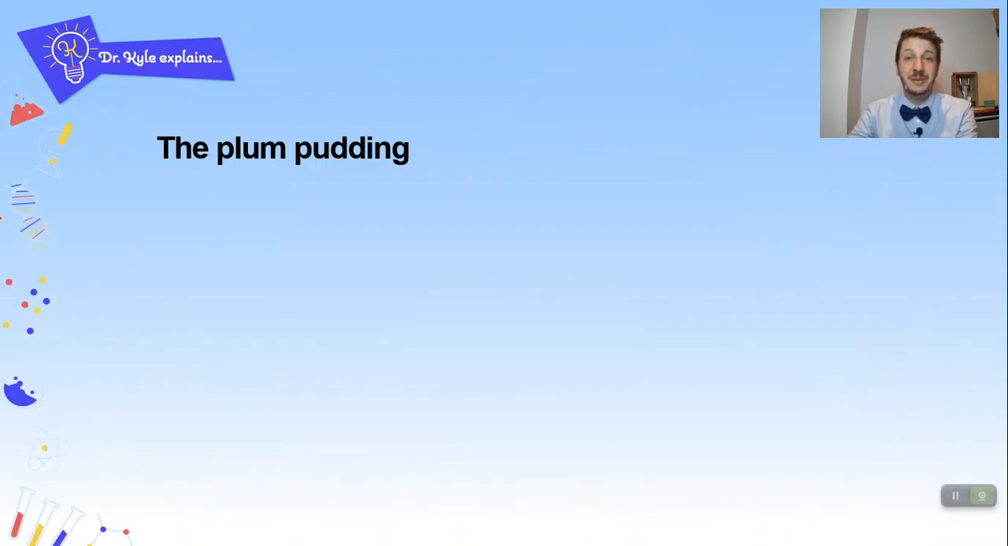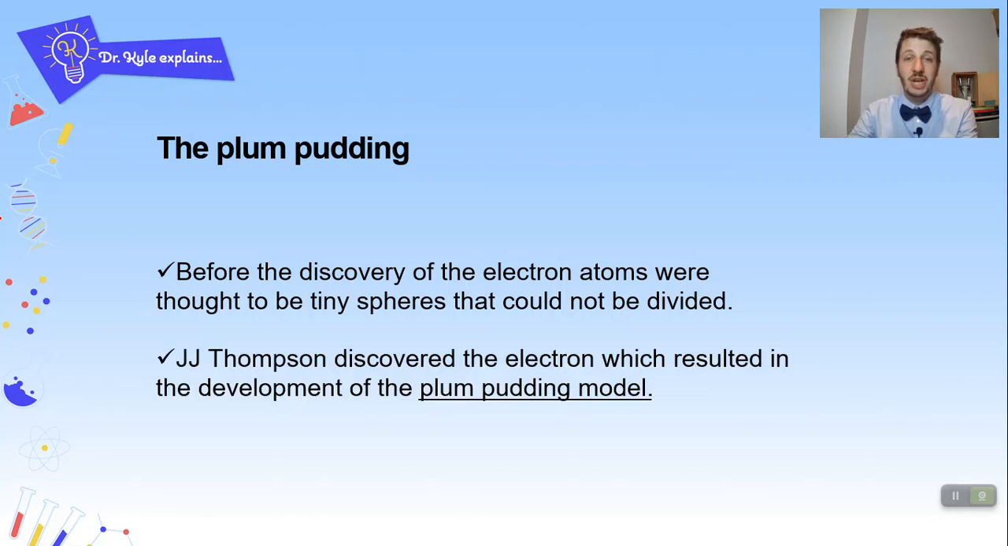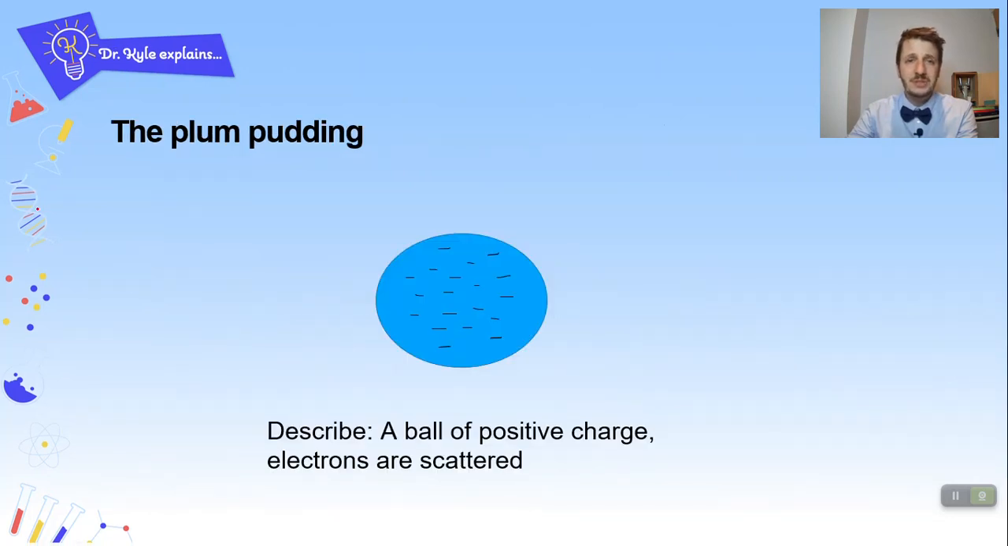Okay, so the first thing we're going to talk about is the Plum pudding model. Before the discovery of the electrons, atoms were thought to be tiny spheres that could not be divided. Now, J.J. Thomson discovered the electron, which resulted in the development of the Plum pudding model. The Plum pudding model is shown just here, and these dashes are representing electrons.